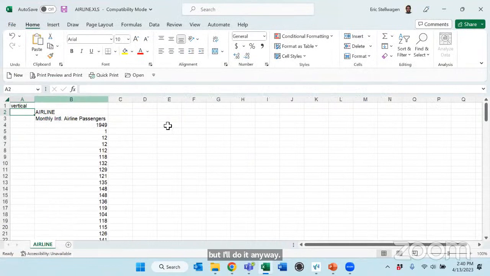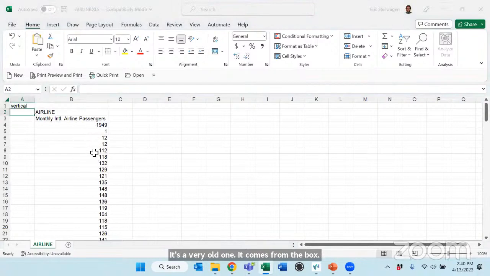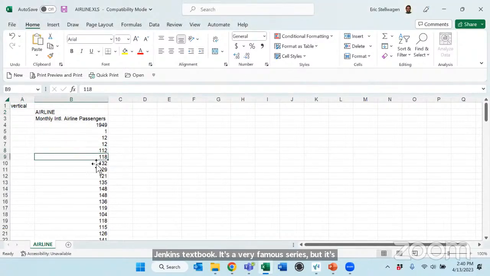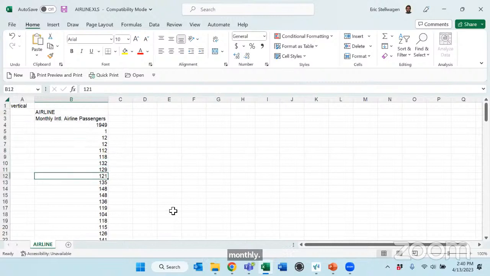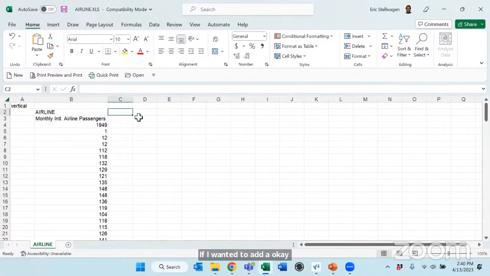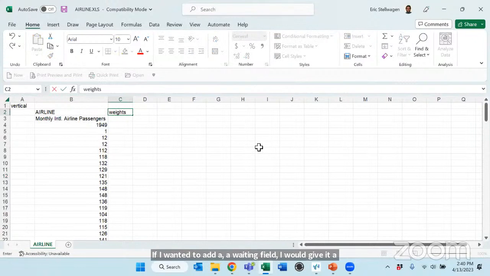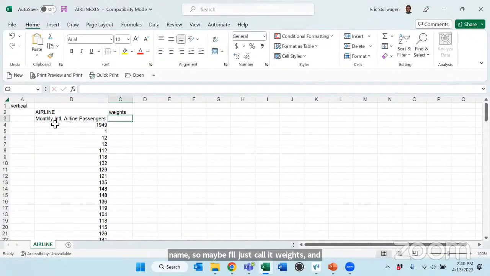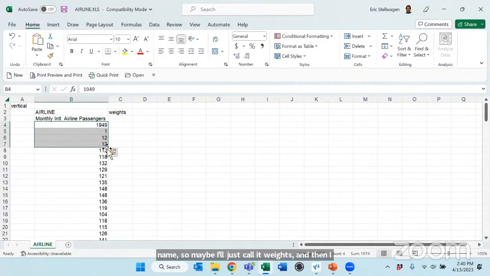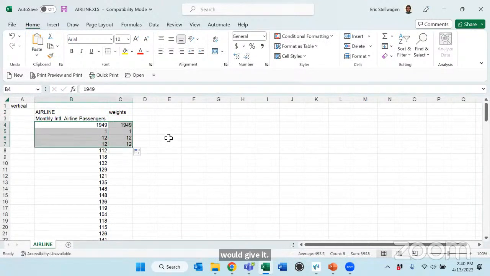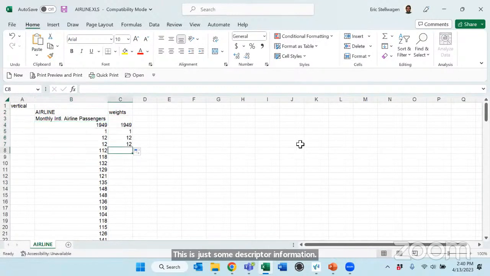Okay, this is a time series. It's a very old one. It comes from the Box-Jenkins textbook. It's a very famous series, but it's monthly, and this is international flights out of Heathrow on a monthly basis. If I wanted to add a weighting field, I would give it a name, so maybe I'll just call it weights. Then I would give it some descriptor information, so I'll have that match. And then I put in the weights.